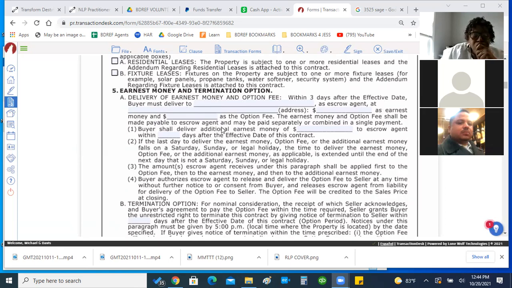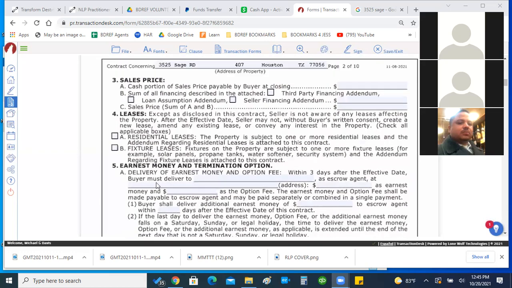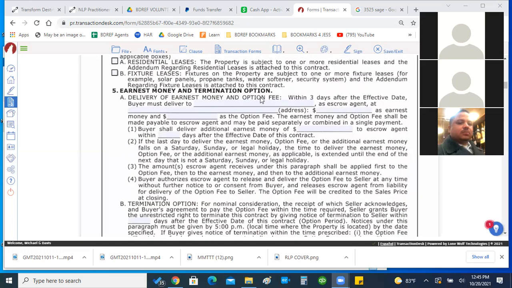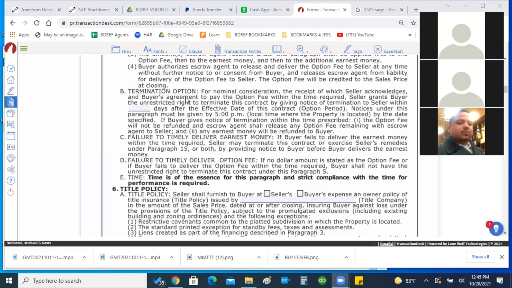Buyer shall deliver earnest money of $2,000 to escrow agent within 2 days after the effective date of this contract. If the last day to deliver earnest money, option money, or additional earnest money falls on a Saturday... So it gives you all that information. So the earnest money and termination option go together. So delivery of earnest money and option fee, and then termination option.